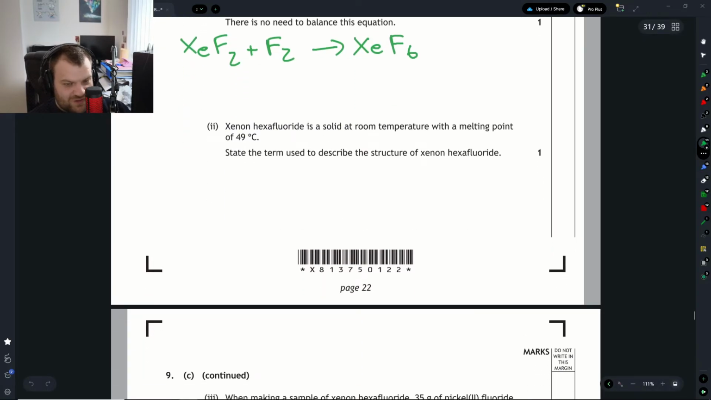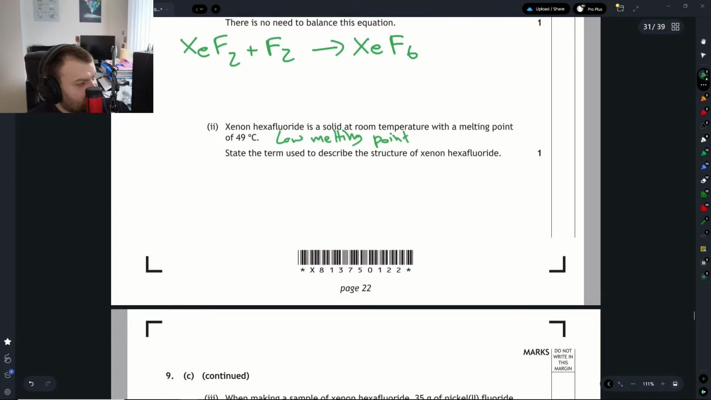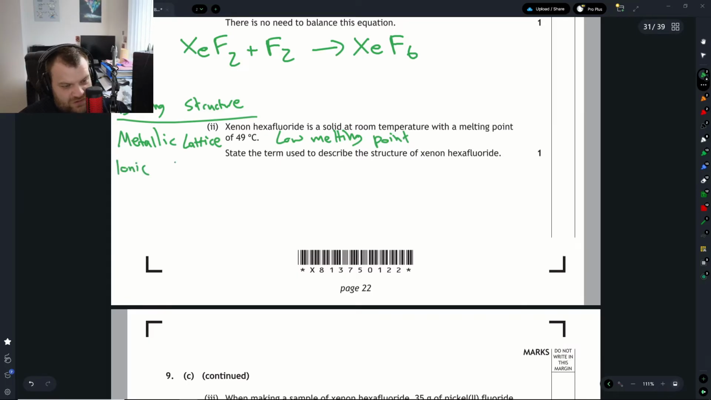Next one, we have a solid at room temperature, a melting point of 49 degrees. Now that's going to be classed as a low melting point. Given any more information, formed compounds doesn't really give us more information. The fact that it's low melting point, though, we need to be aware of 4 different types of bonding and structure. So metallic lattice, ionic lattice, covalent network, and covalent molecular. The only one of them that has a low melting point would be your covalent molecular ones.